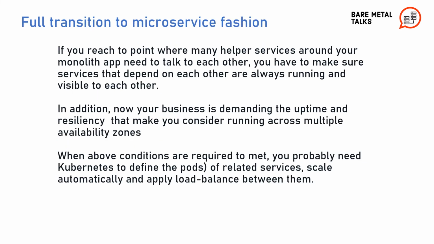If you reach the point where many helper services around your monolith app need to talk to each other, you have to make sure services that depend on each other are always running and visible to each other. In addition, now your business is demanding the uptime and resiliency that make you consider running across multiple availability zones. When the above conditions are required, you probably need Kubernetes to define the pods of related services, scale automatically, and apply load balancing between them.